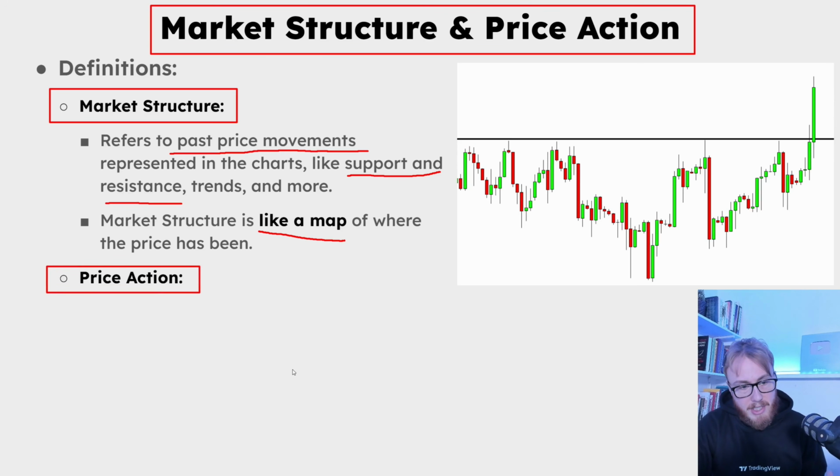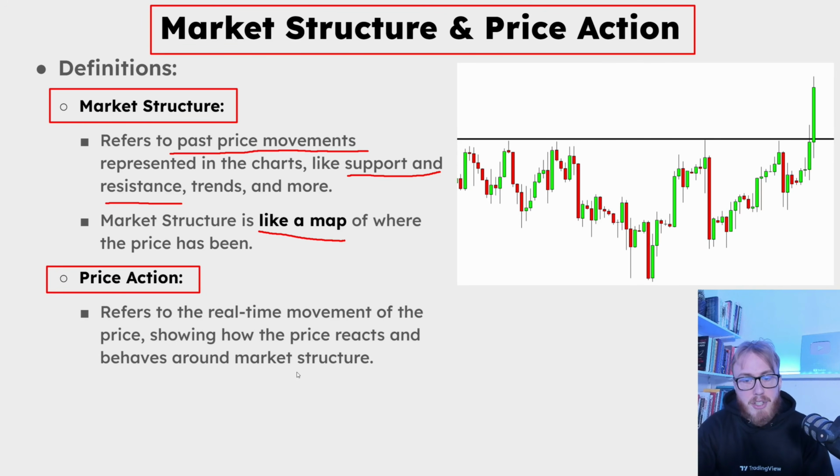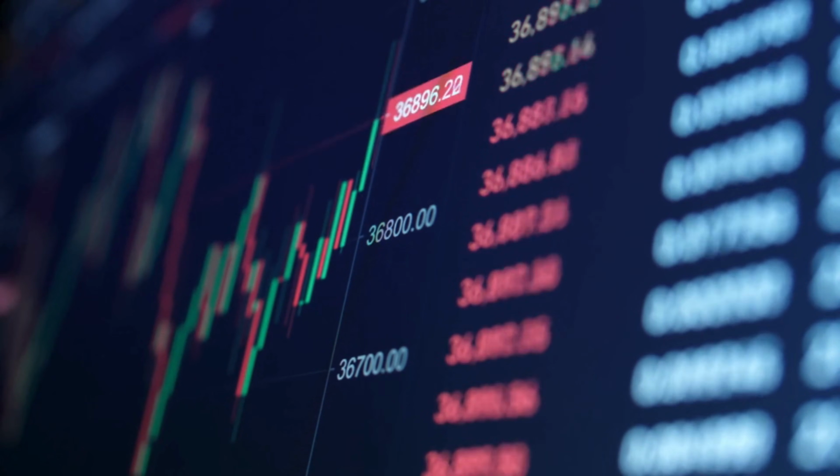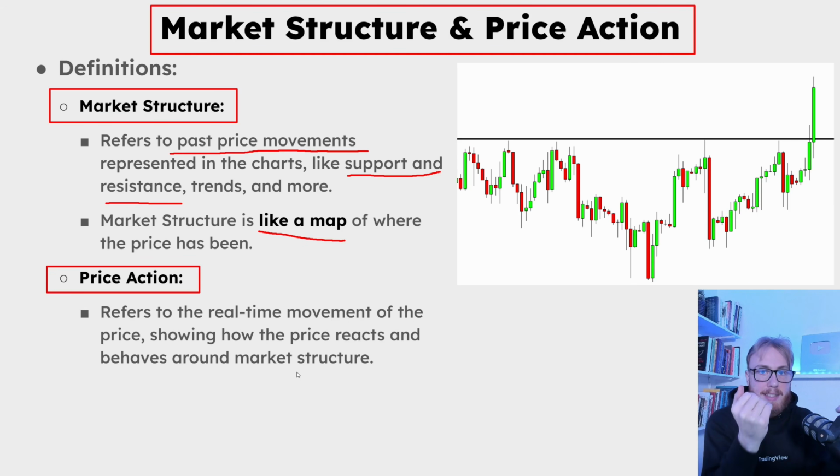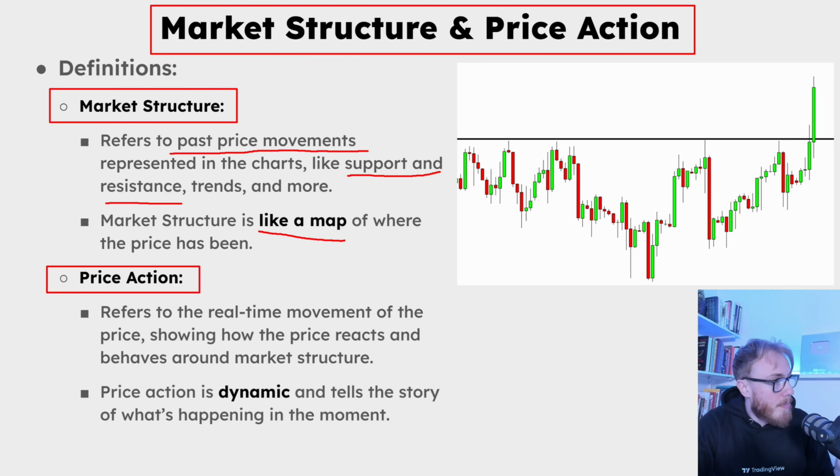Well, price action basically refers to the real-time price movements of the chart. So how is the price moving right now? When you hear terms like the price is moving aggressively, or we are seeing strong momentum, all of these things are referring to price action. So what is the character of the price movements? So price action is basically dynamic, and it tells a story of what's happening in the moment right now.